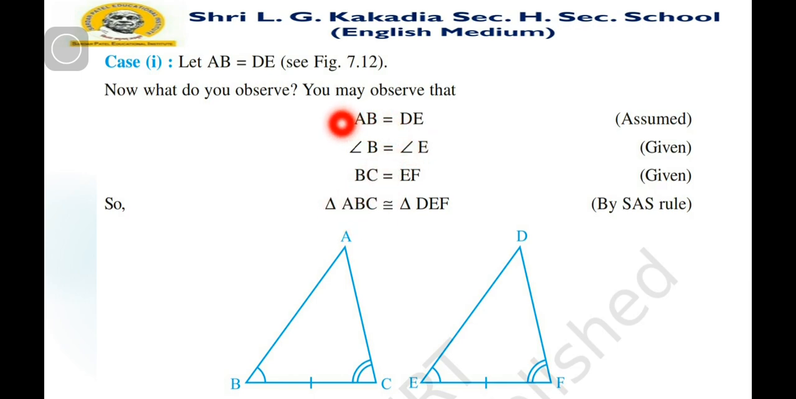Just remember that we assume AB is equal to DE. Then angle B is equal to angle E is given, and BC is equal to EF is also given. Then triangle ABC is congruent to triangle DEF.